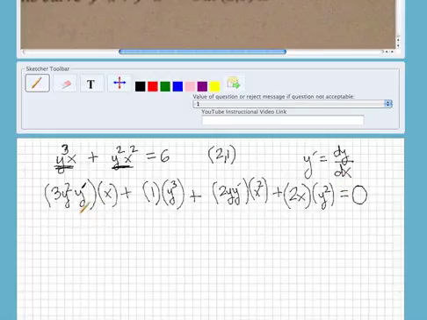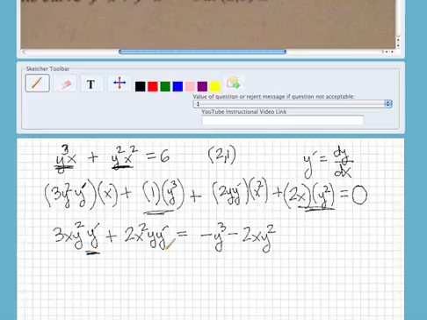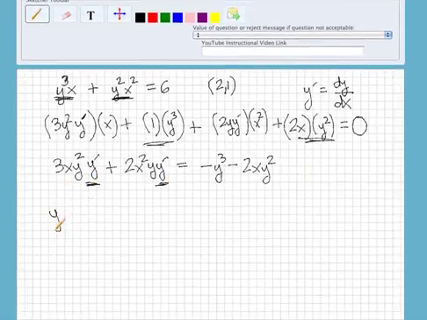Now I'm going to organize this a little bit. I'm going to move this term and this term to the other side. So we get 3x y squared y prime plus this term here, 2x squared y prime, equals negative y cubed minus 2x y squared. Now these two terms have a y prime in them. That's why I left them on the left side, so I can take out the y prime.